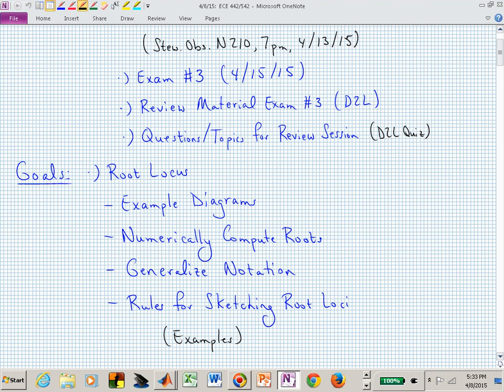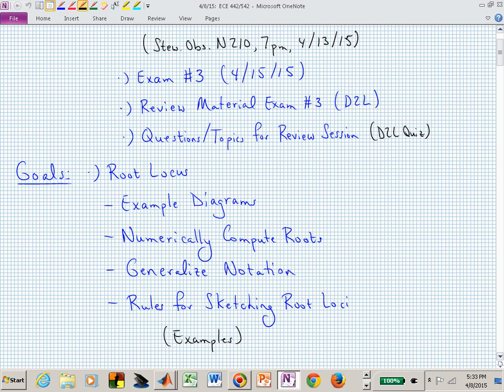How many have seen the root locus concept in the past? How many will admit to have seen it in the past? Okay, so it's not going to be a total repeat of something you've seen, I'm guessing, for everyone, but I hope that this time around maybe it makes even more sense.